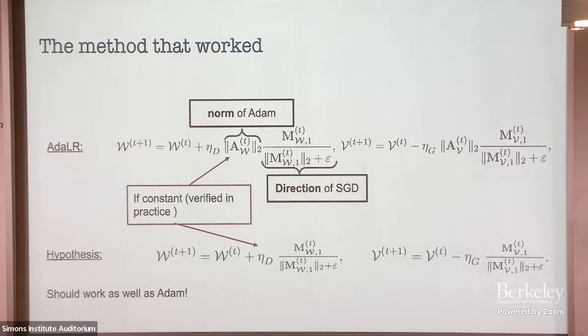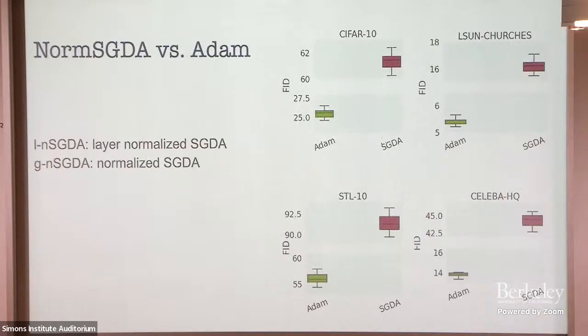But if the norm of Adam is constant, we end up with this very simple optimizer that is basically normalized SGD. And so our hypothesis is that this optimizer should work as well as Adam. And this is just normalized SGD. So this is the thing we tried.